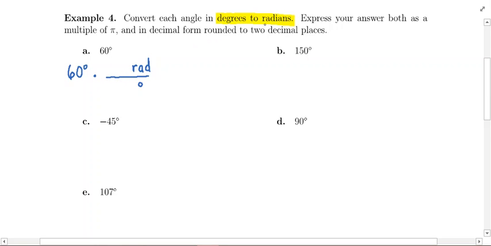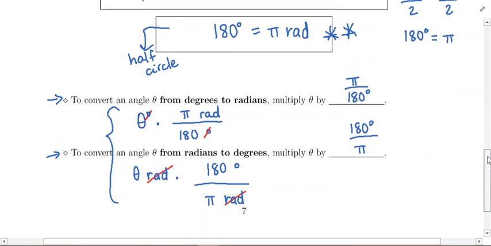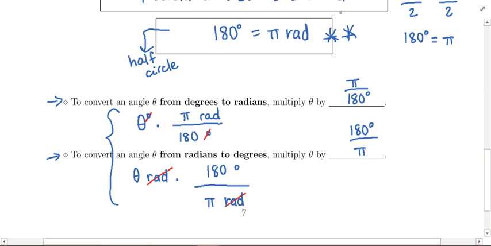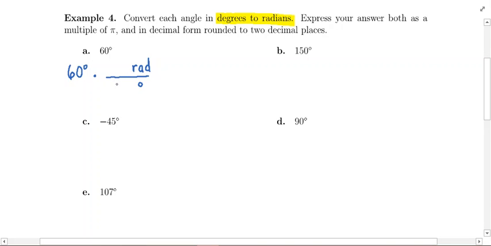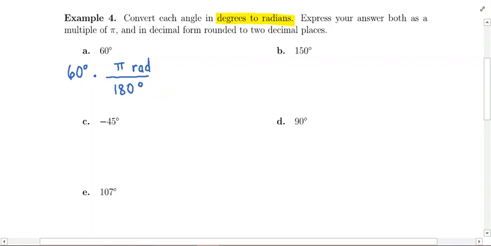Well, what did we learn just now? A few minutes ago, we learned that 180 degrees is the same thing as pi radians. So in our conversion factor, we know the fact that 180 degrees is the same thing as pi radians. And remember, that is the conversion factor that we have listed right here. All right, so all we have to do is do this multiplication. Notice you have degrees in the top and in the bottom, so degrees will cancel out and leave you with radians.